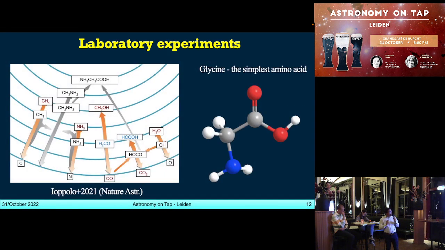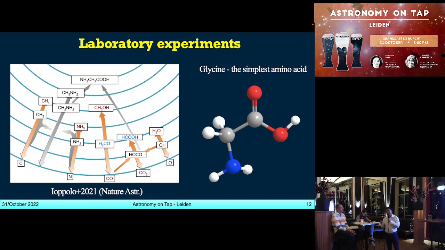Another question was about the complexity that you have in space. We already know how to form glycine, the simplest amino acid, in the laboratory. In this work, people included in these experimental chambers some hydrogen, oxygen, and carbon, and they can react together without any radiation. That's only low temperature chemistry. And then we know that it goes further and further into the formation of glycine, the simplest amino acid. So this could be formed in space.